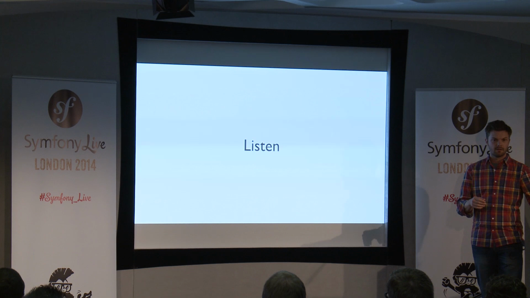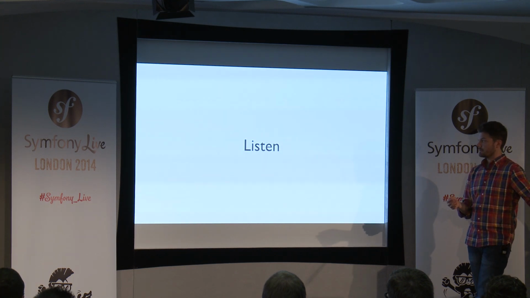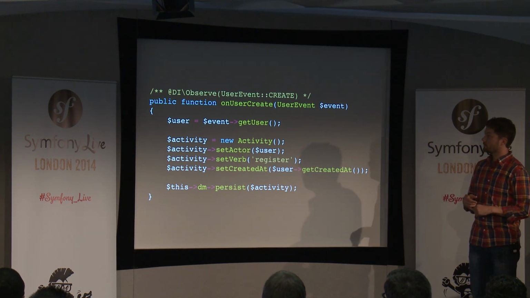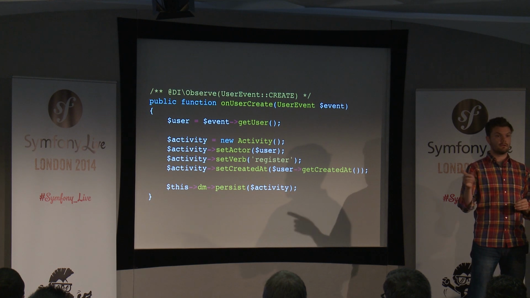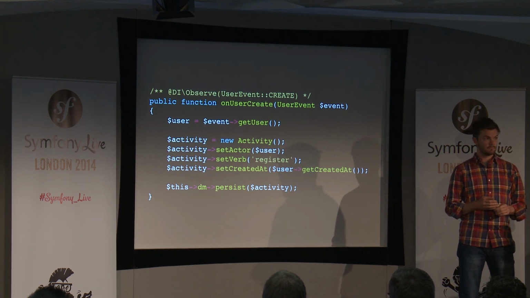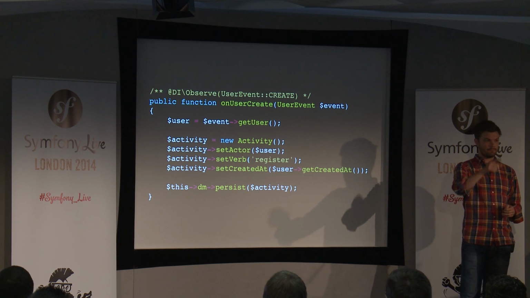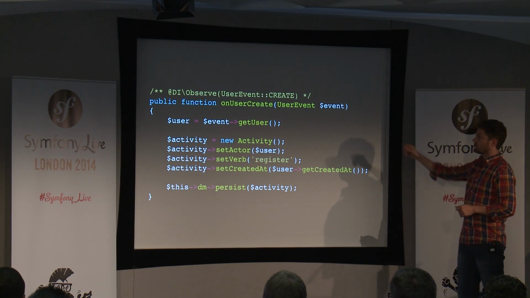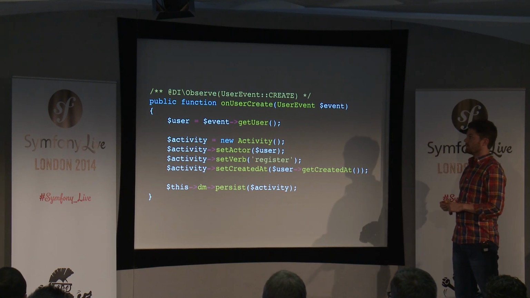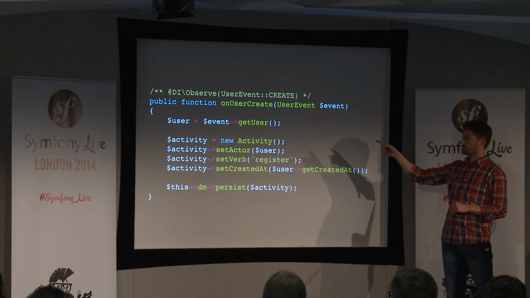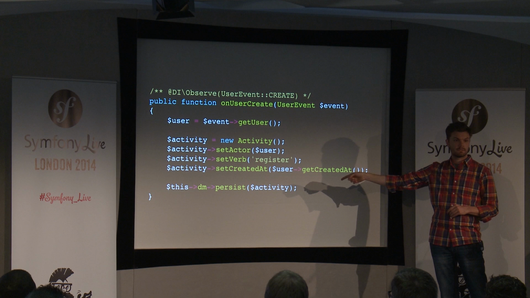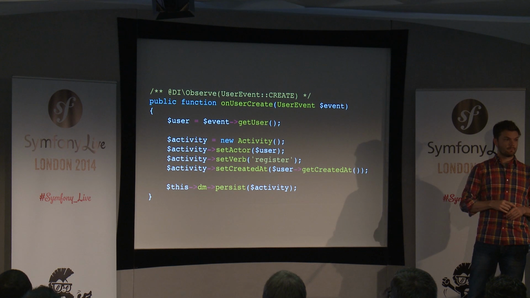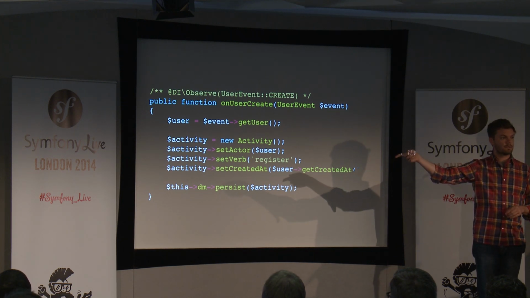So first off, listening. We're going to listen to an event. In this case, whenever a user is created, we're going to add an entry to the activity stream. So something like Facebook, you have a stream coming down of things that have been happening in your network, right? So we listen here to the user created event, and on that event, I'll get the user from the event, create an activity object, and then persist it into the persistence layer. Whenever this happens, that happens. Whenever a user is created, an entry goes into the activity feed.